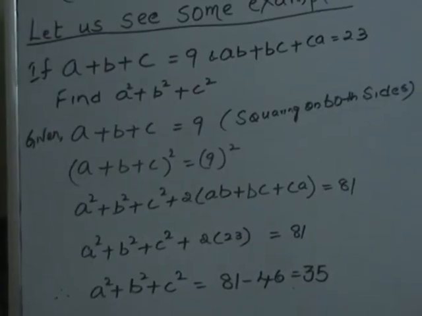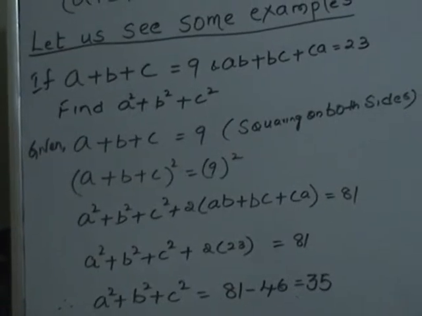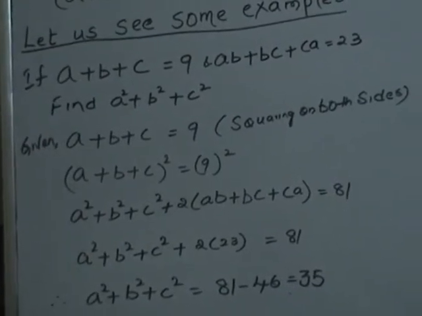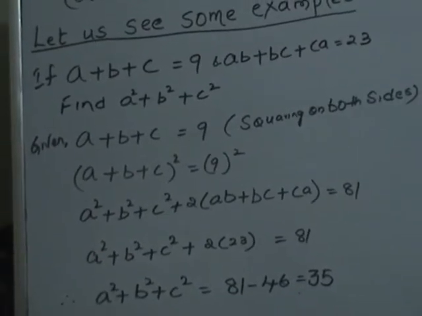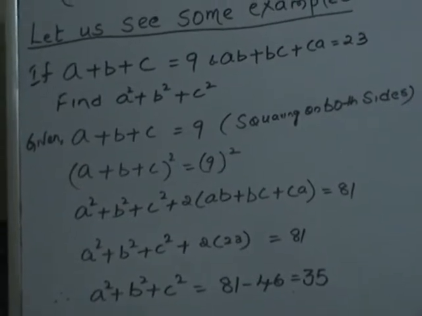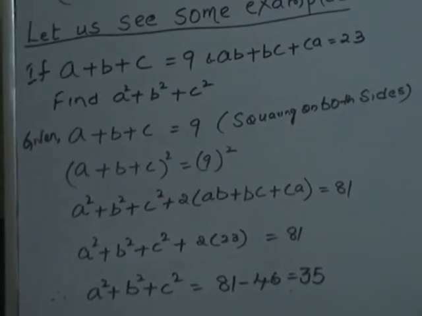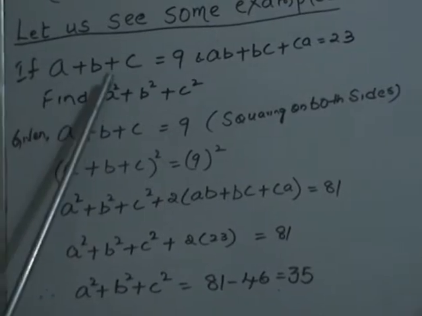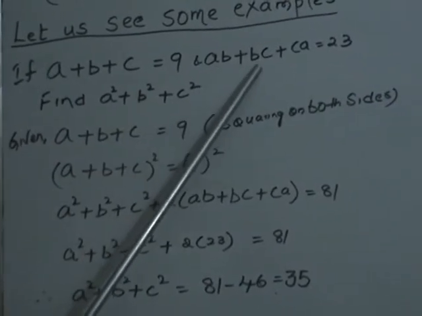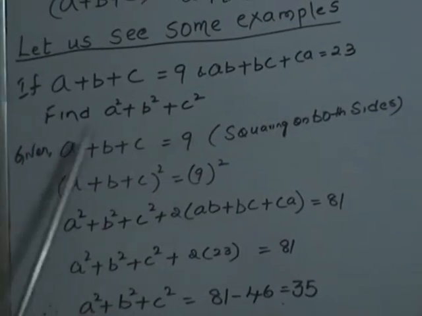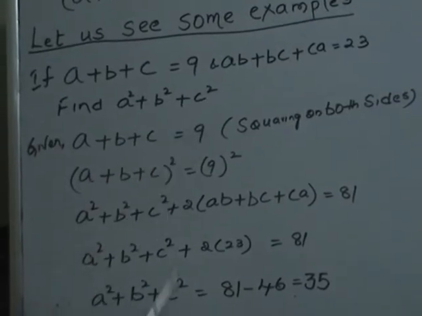In the last example, we have seen how to find the value of a + b + c. Now, in this example, we will find the value of a square + b square + c square. If a + b + c is equal to 9 and ab + bc + ca is 23, find the value of a square + b square + c square.